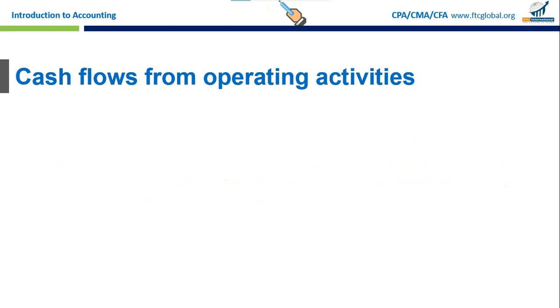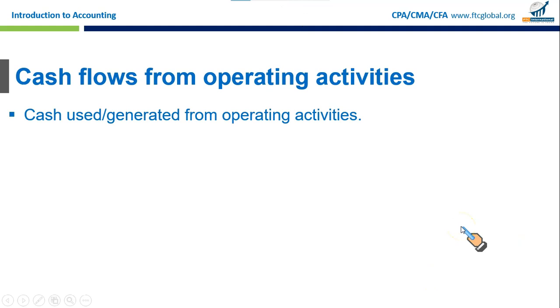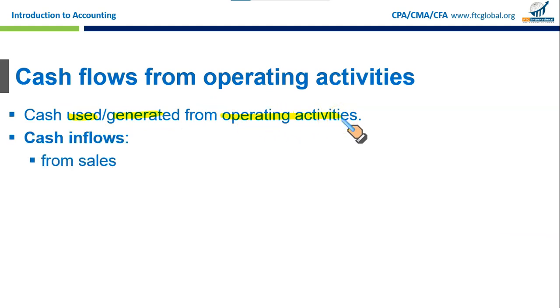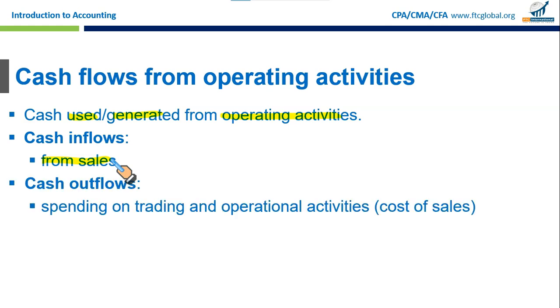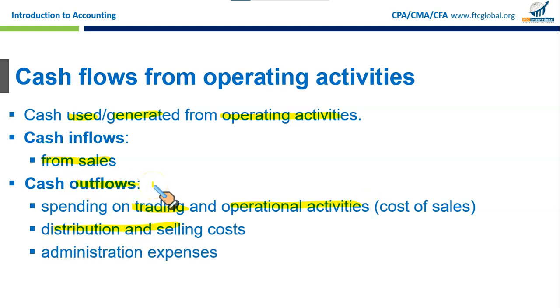Alright, let us now discuss the various sections of cash flows. First we have cash flow from operating activities. This is the cash used or generated from operating activities. Cash inflows will come from credit sales or cash sales. Credit sales means the collection from customers, cash sales, or any other inflow related to our operating activities. And outflows involve spending on trading and operational activities. I will show you another slide explaining the items that come in. Distribution and selling costs we pay, all these are outflows. Administration expenses, all these represent outflows.